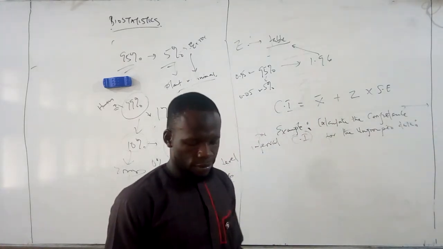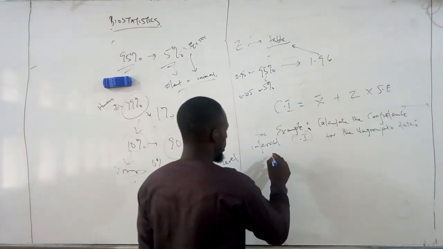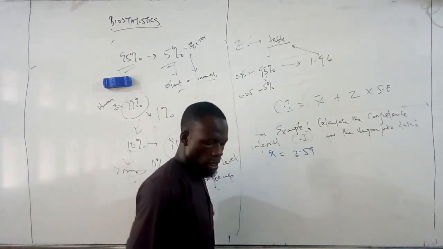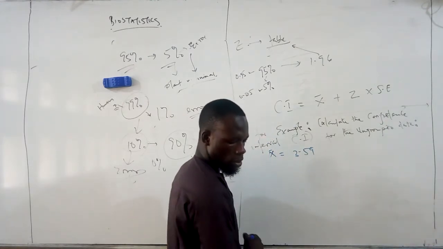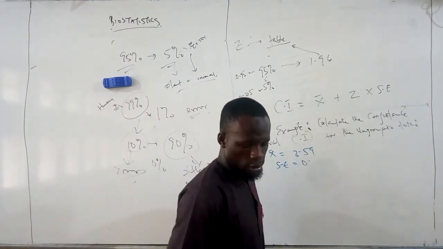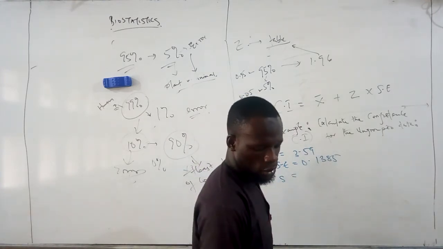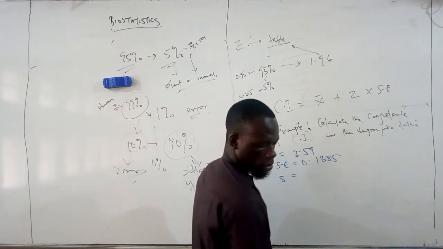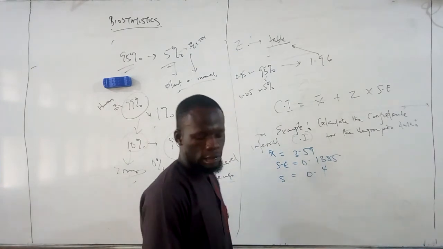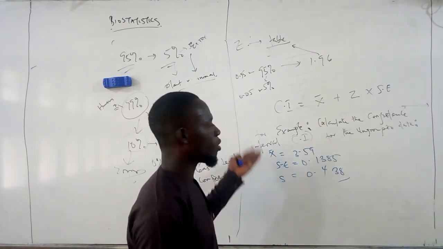So how do we calculate this? Now, they gave us some parameters that we'll be looking at. Let's say, given that the mean is 3.59, then your standard error is given as 0.1385, and your standard deviation is also given as 0.1438. So now, given these data, we'll be able to calculate our confidence interval.